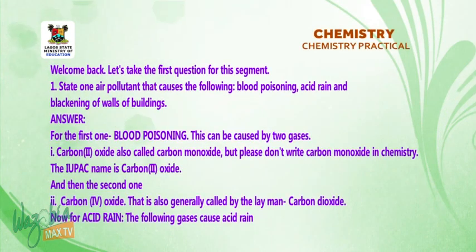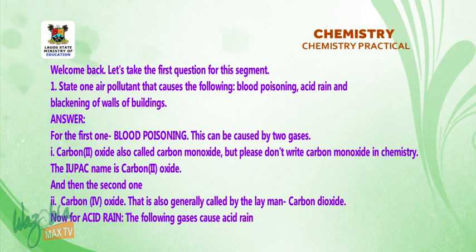Welcome back. Let's take the first question for this segment. State one air pollutant that causes the following: blood poisoning, acid rain, and blackening of walls of buildings. For the first one, blood poisoning. This can be caused by two gases: carbon 2 oxide, also called carbon monoxide, but please don't write carbon monoxide in chemistry. The IUPAC name is carbon 2 oxide. And then the second one, carbon 4 oxide. That is also generally called by the layman carbon dioxide.